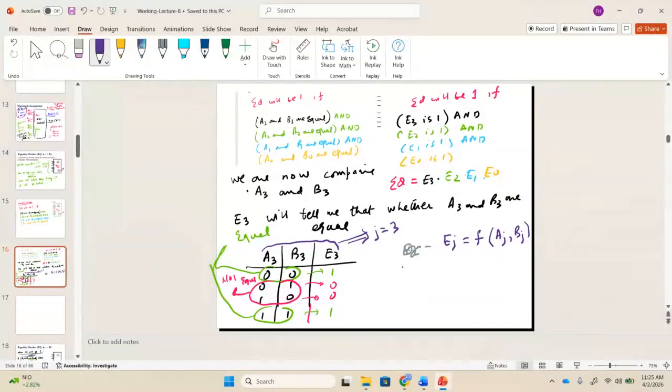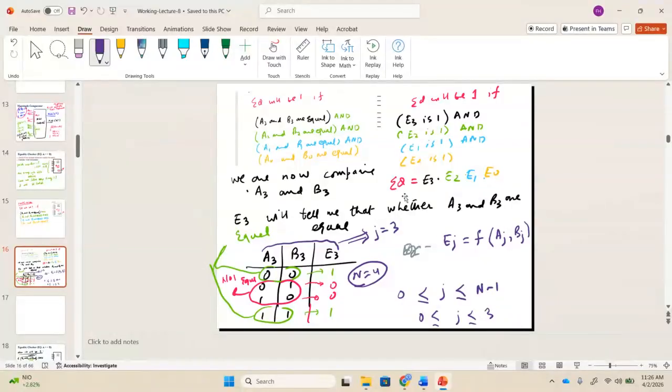And what is now the range of j? 0 to n minus 1. Very good. And what is n here? Since n is 4 here, the range of j for this example is 0 is smaller or equal to j is smaller or equal to 3. Any question? Got it or not got it?